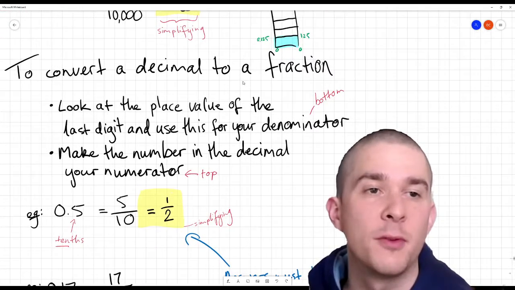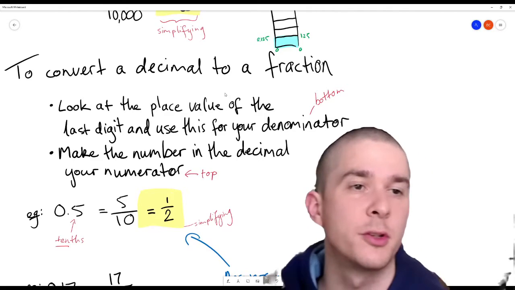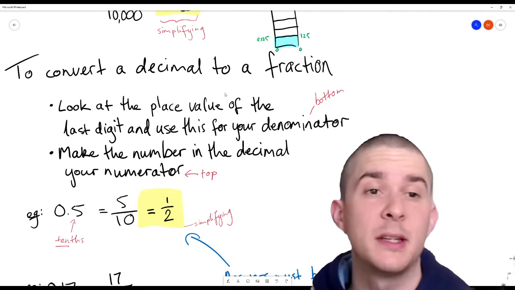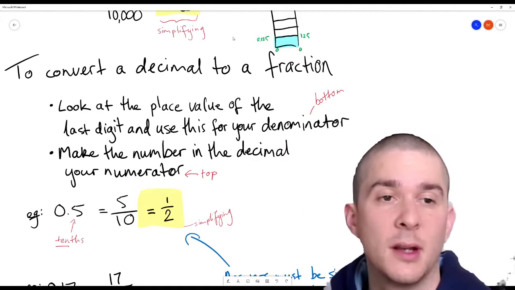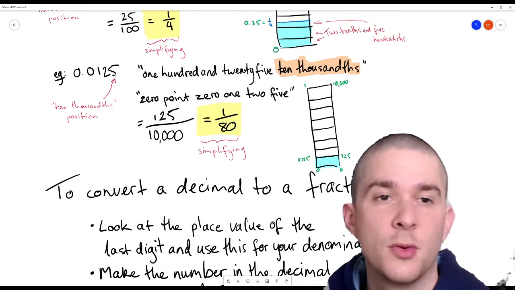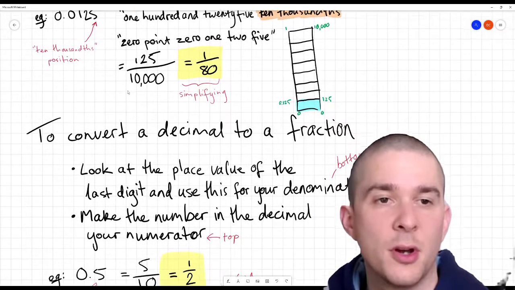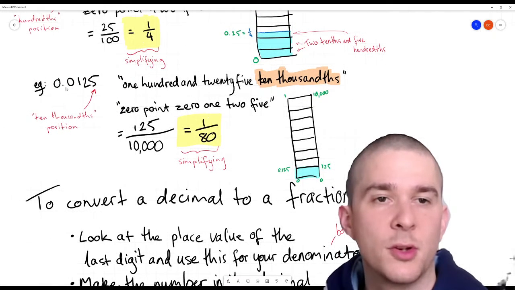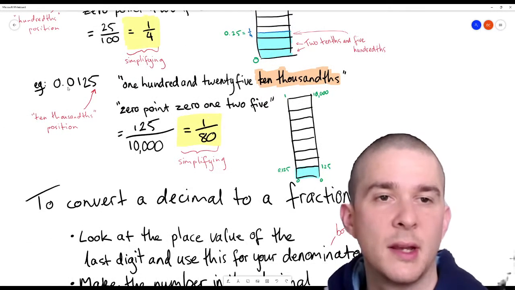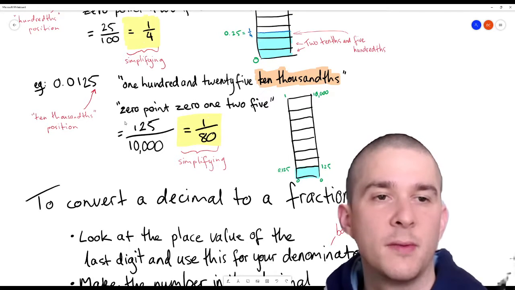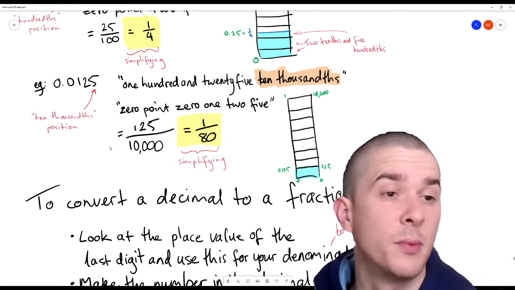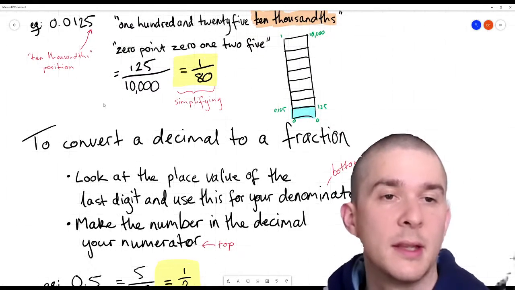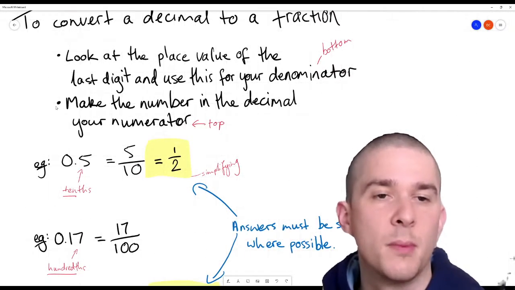Now, how do we convert a decimal to a fraction? Well, there's sort of two steps we do here. First, we look at the place value of the last digit, and we use this for our denominator. So here, the last digit was a 5, which had a place value of 10 thousandths. So we put 10,000 as our denominator. Then the number in the decimal becomes our numerator. So here we can ignore those zeros there. Here we have 125. If we wrote 2 zeros there, it would still be 125. That's our numerator.